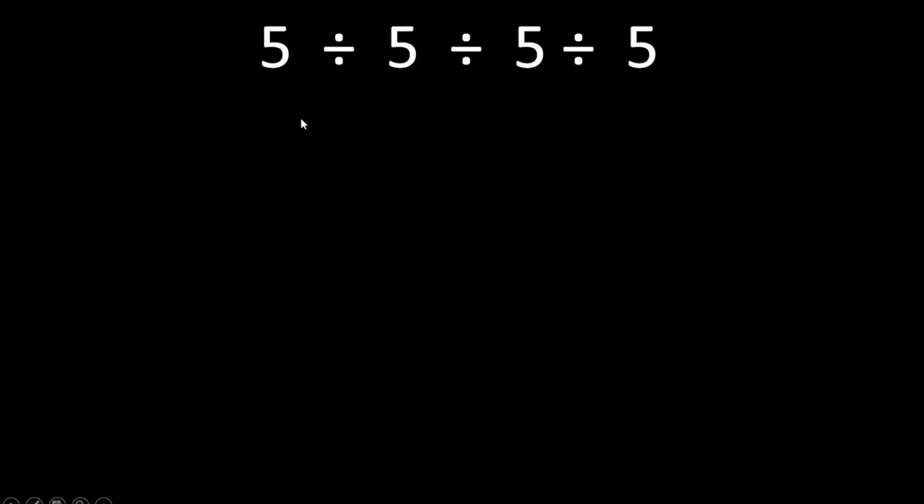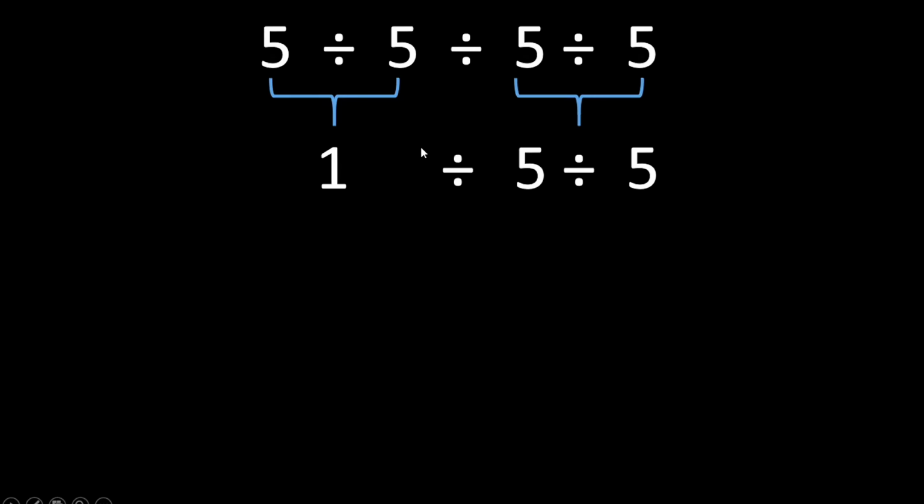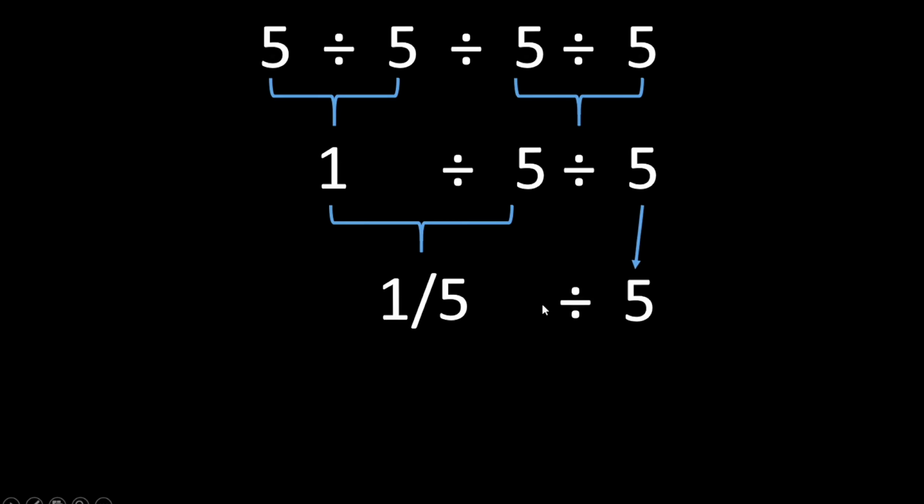Step 1. Take the first two numbers. 5 divided by 5 equals 1. So now our problem becomes 1 divided by 5 divided by 5. Step 2. Move right to the next division. 1 divided by 5 is 1/5. Our problem is now 1/5 divided by 5.